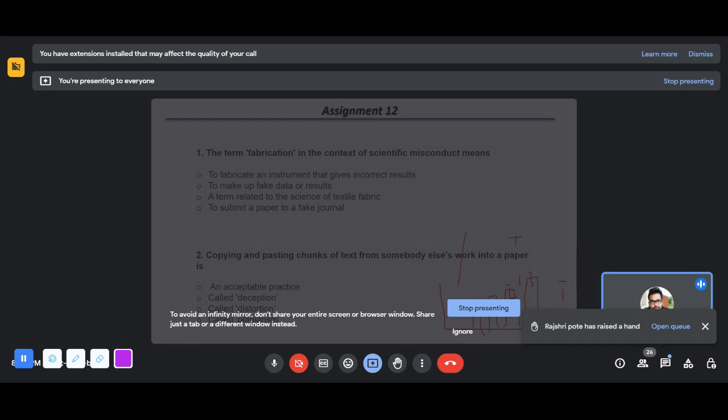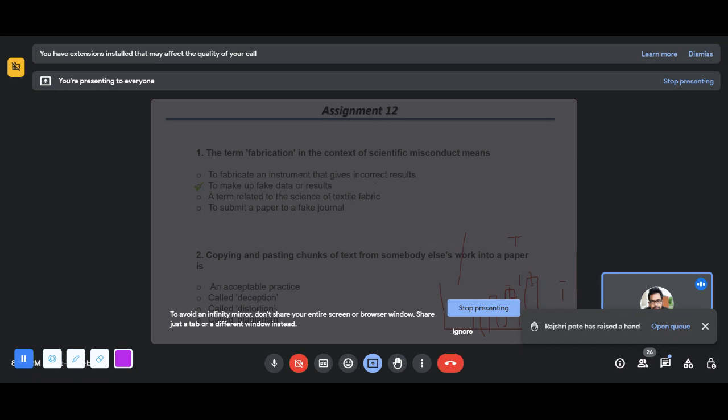Okay, let's not digress. We'll just see. The term fabrication in the context of scientific misconduct means to make up fake data or results. So this is correct: make up fake data or result.